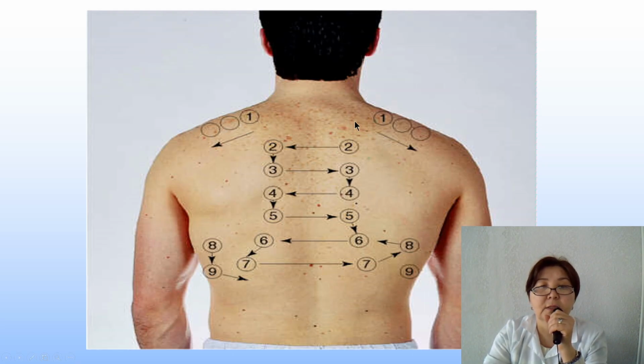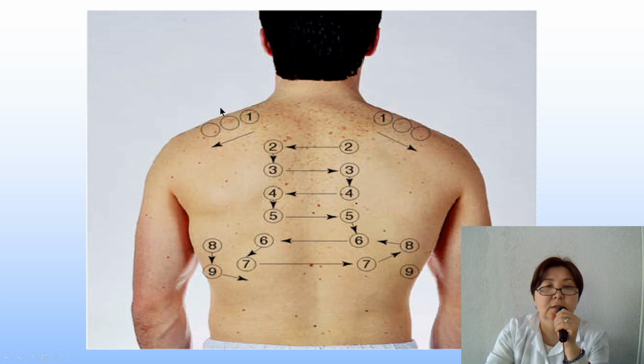Here is the comparative percussion at the posterior thorax. This is the sequence of comparative percussion: the same side, the same place, and go down.